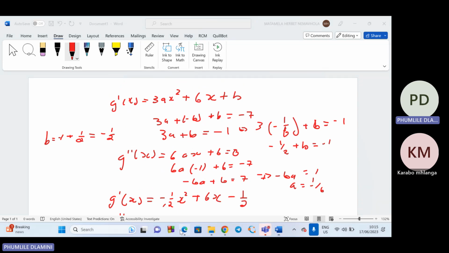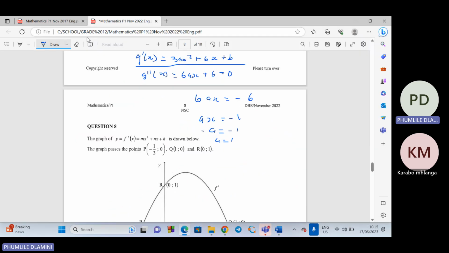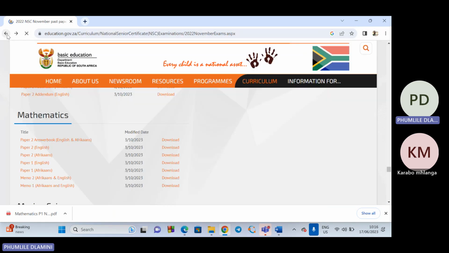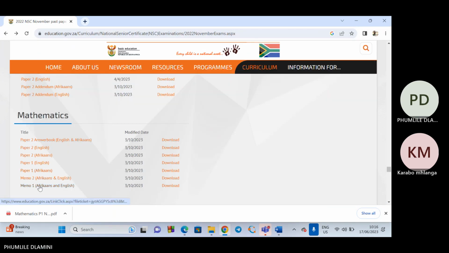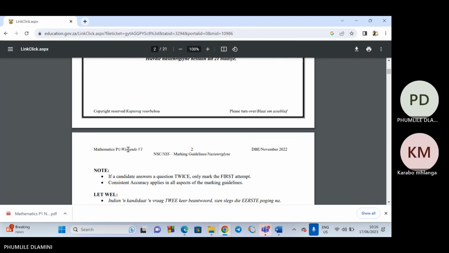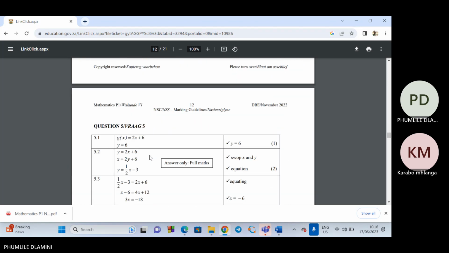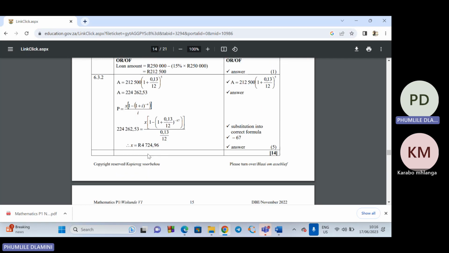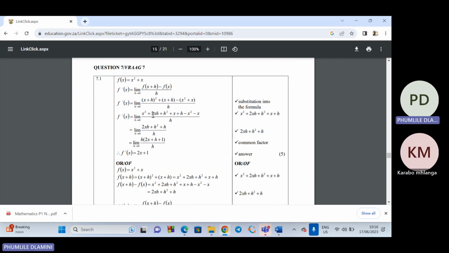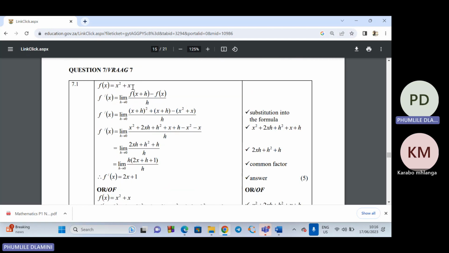So if we go back, which question paper is this? Let me see. Okay, 2022. So let's check the value, we got 6. Number 7. So let me see how your memo is. Okay, the first one here, if you check, we did it the right way, exactly the way I've showed you.